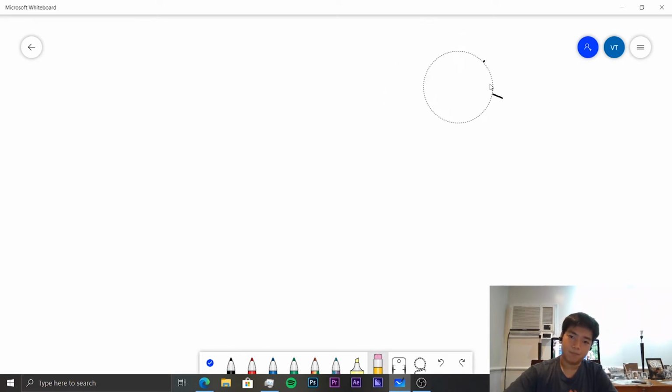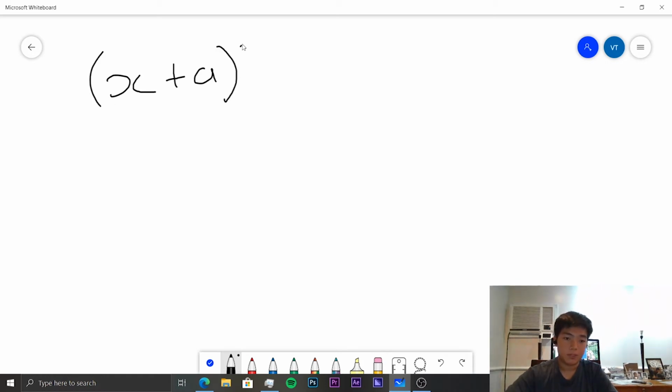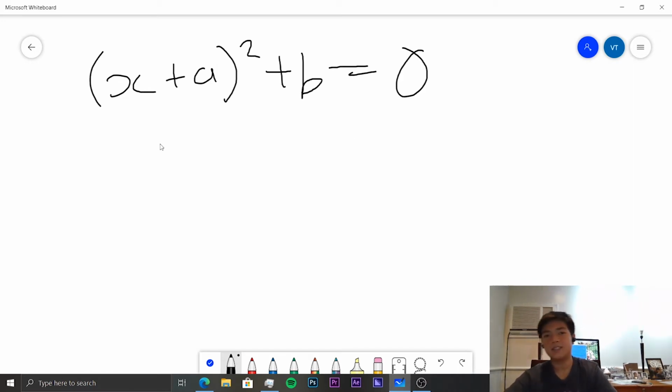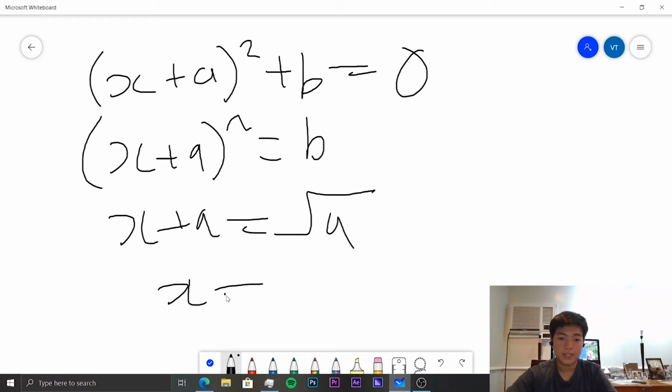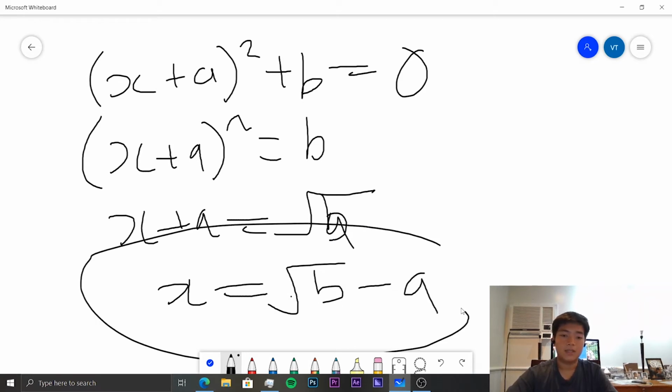First of all, we can express all quadratic equations in the form x plus a squared plus b is equal to 0. This allows us to say x plus a squared is equal to b, and so x plus a is equal to the square root of b. And so x is equal to, actually, plus or minus the square root of b, minus a.